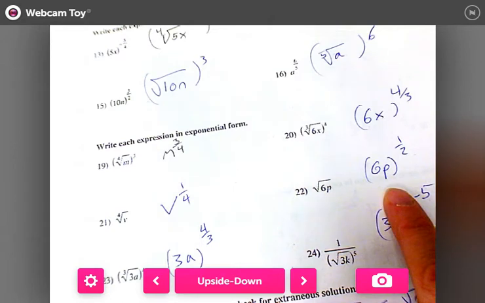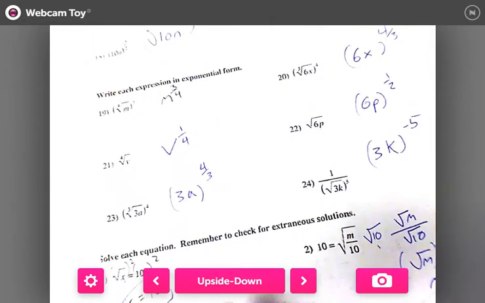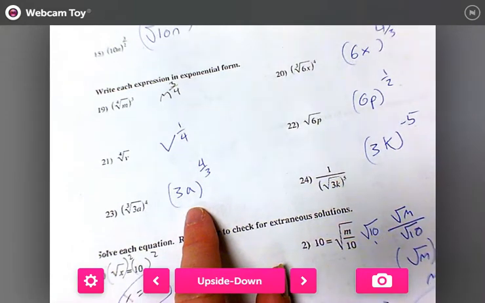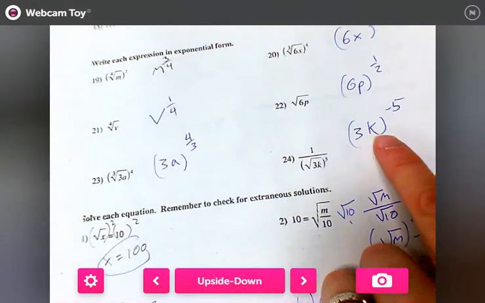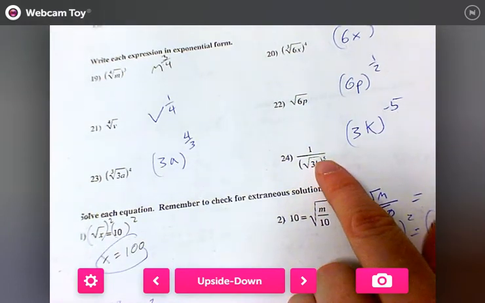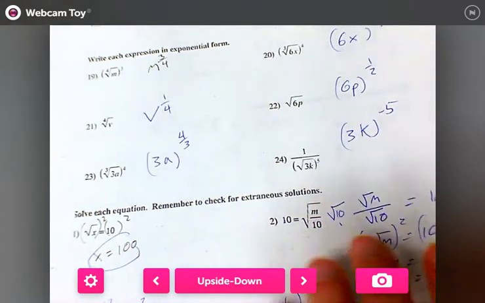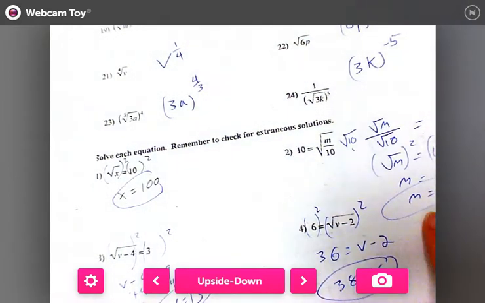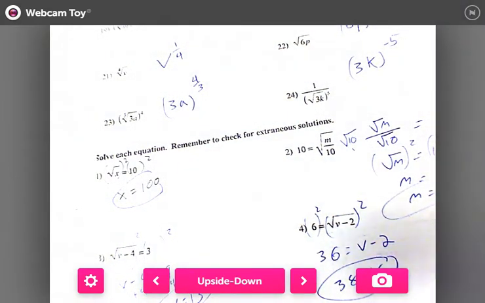Jalen, I really appreciate it, but the rest of the class is trying to do it too, so if you could do that in your head instead of out loud, that would be really great. 23 is 3a to the 4/3. 24 is 3k to the -5. It's just because that 5 is on the bottom. It's like a fraction. Number 1 here is 100. Number 2, did I do that right? Hold on. X equals 100. Oh, I got that right. X equals 100 for that one.